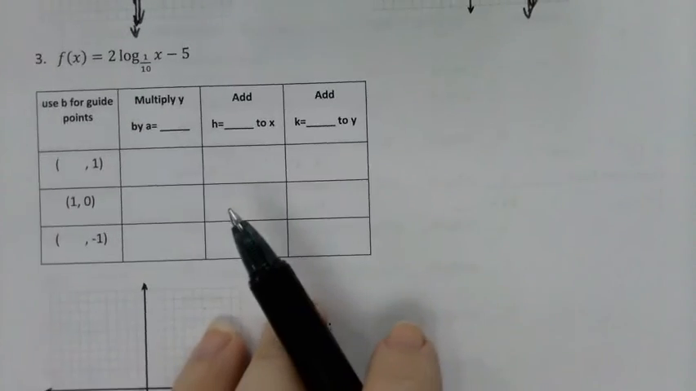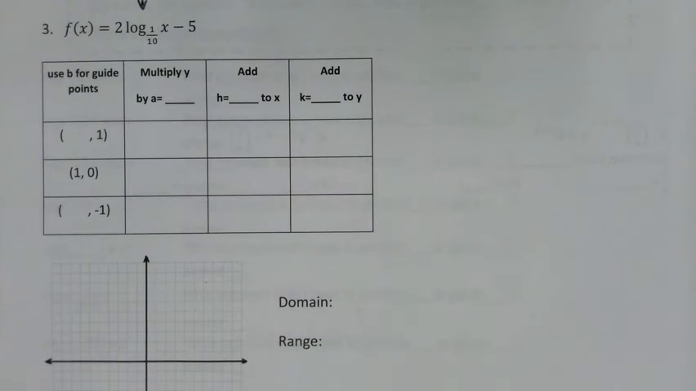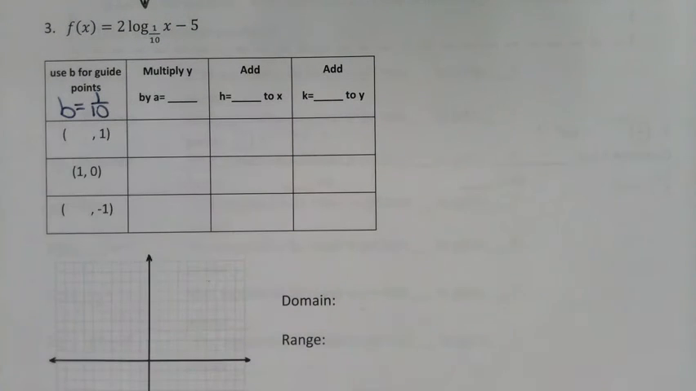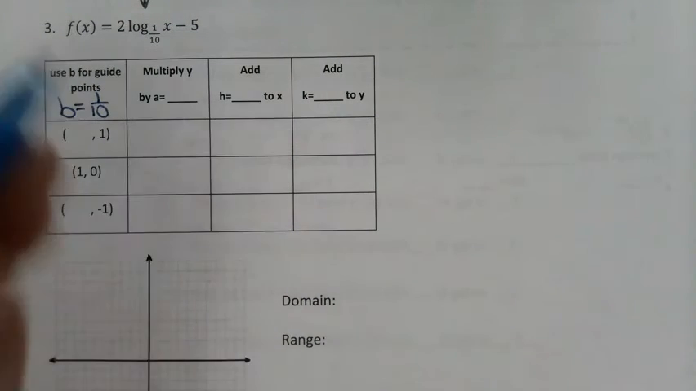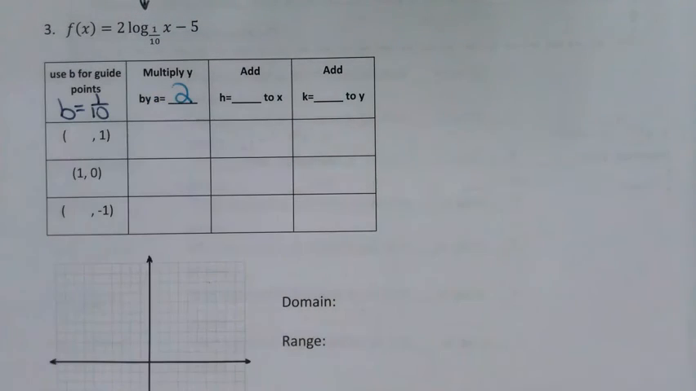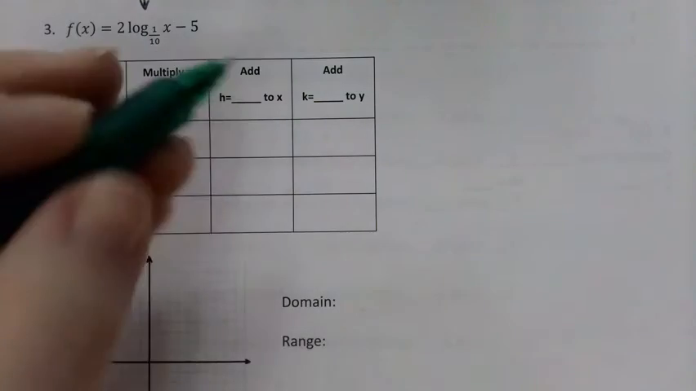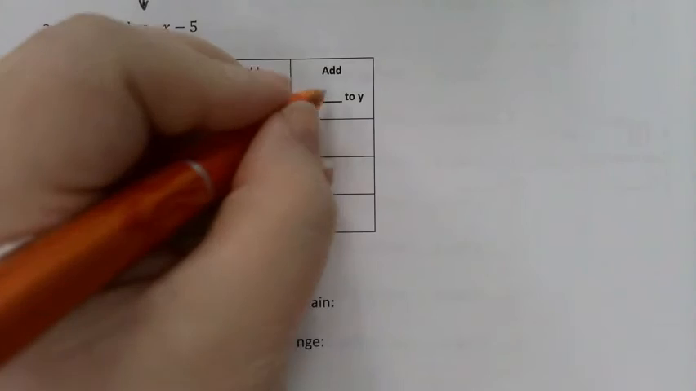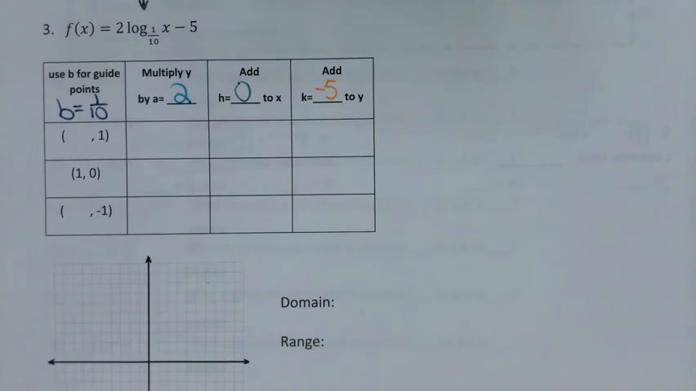For our final example, we'll need to label b, a, h, and k. B is 1/10. A is 2. And I know that that 5 is not part of h because it's not found in the parentheses. There is nothing in the parentheses with the x, so h is 0. And then finally k is negative 5.